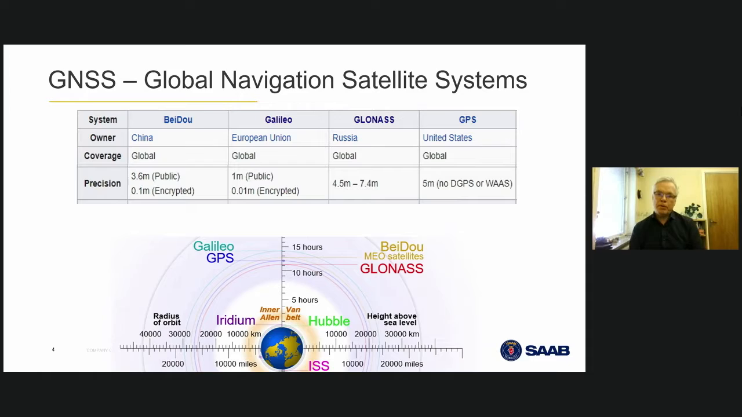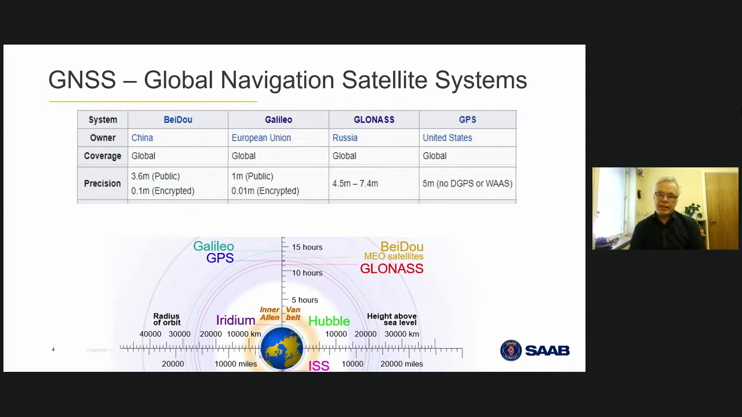There are four global systems, and they are more or less operational, all of them. We have BeiDou from China, Galileo from the European Union, GLONASS from Russia, and of course GPS, which is the original and the oldest, from the United States. They have different accuracy, and you can enhance their accuracy with different kinds of technologies.